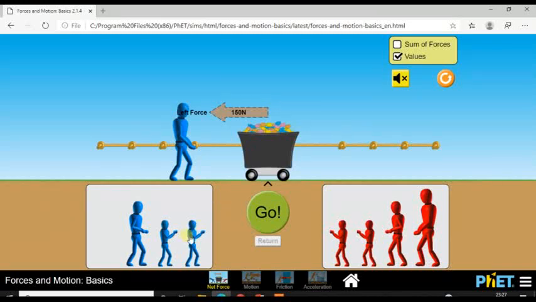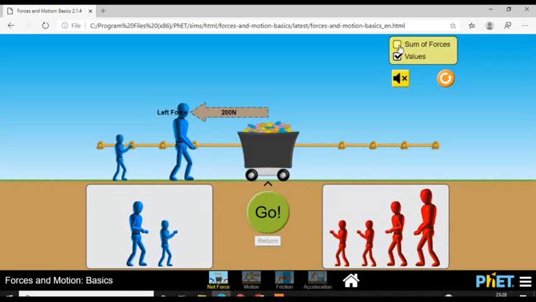And I will take one more person from the same team. Look, now this person has 50 Newton, and this one has 150 Newton. In total it became 200 Newton. Let me check now what the sum of forces is. The sum of forces is nothing but your net force. Net force means the force applied on this cart. How much force is applied on this cart, that is the meaning of net force.